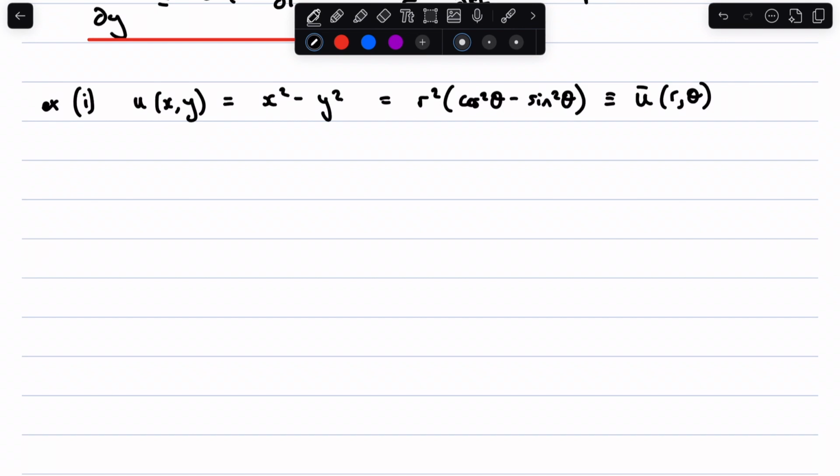So for our first example, we might consider this function of x and y, u, which equals x squared minus y squared, and converting that into polar coordinates would be r squared times cos squared theta minus sine squared theta, and that would be our u bar. That's the difference between u and u bar. One is in terms of r and theta, and one is in terms of x and y. They aren't identical functions, but they represent the same values.